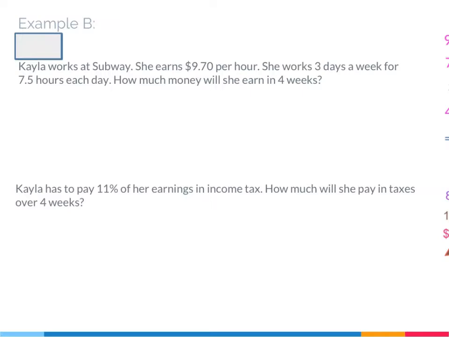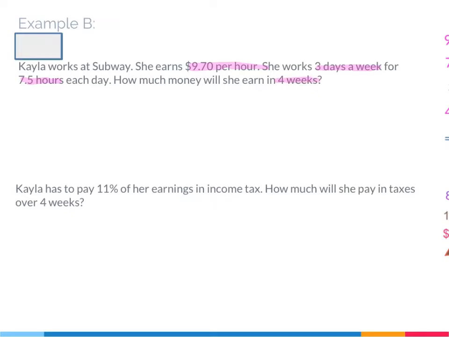So let's break this problem down and pull out the important information. So she earns $9.70 per hour. That's important. She works 3 days a week. Also important. She makes 7.5 hours each day, and how much money will she earn in 4 weeks. All important pieces of information.